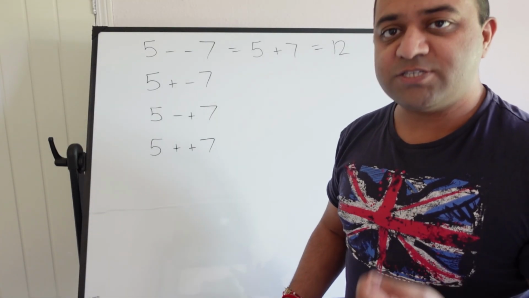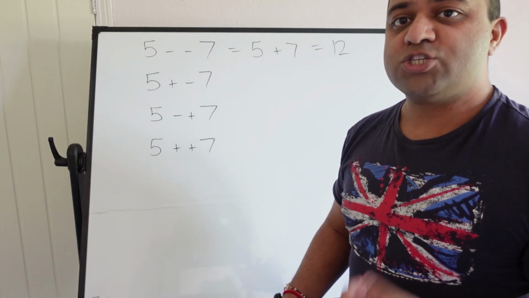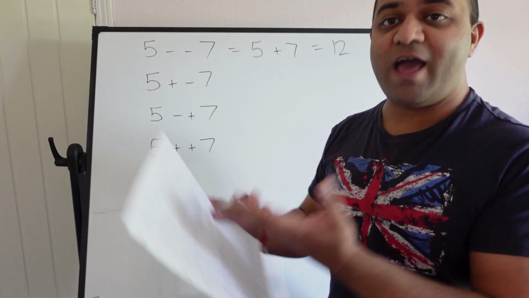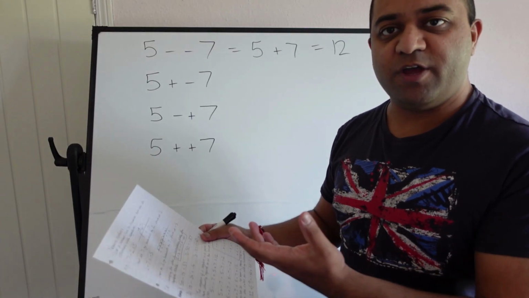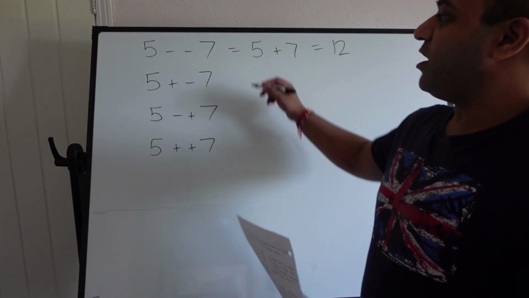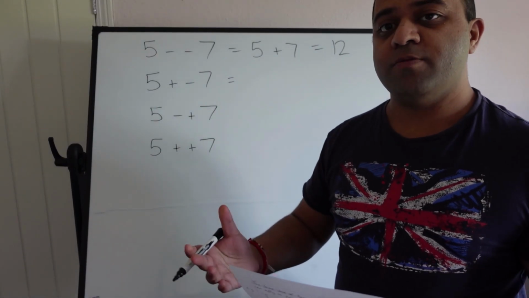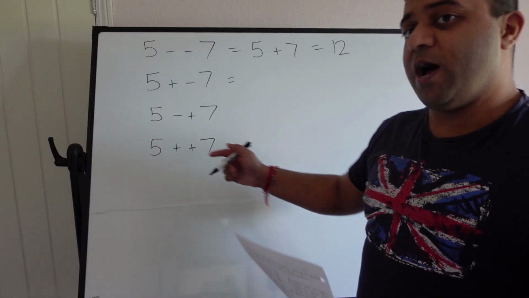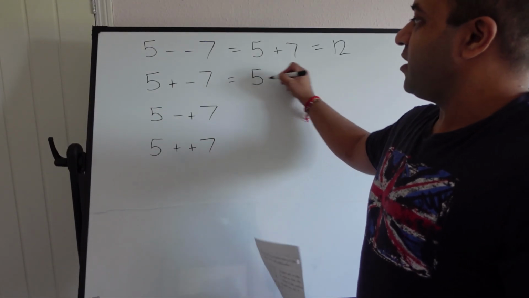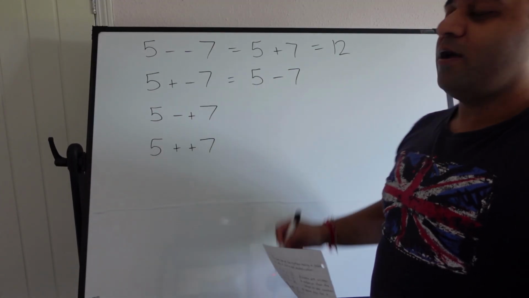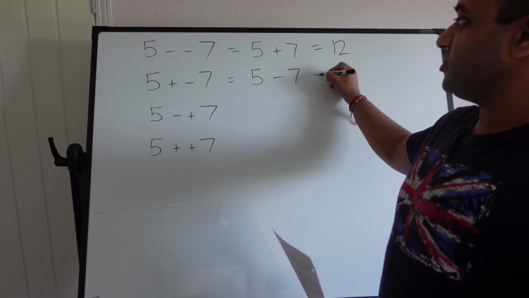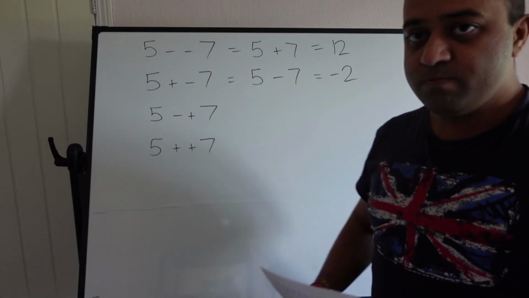5 add negative 7. So if we have 5 and we have negative 7 and we put them together, well, the negative 7 is larger in size compared to the 5. So effectively, the result should be negative. And actually what happens is, if we have a plus and a minus touching each other, the rule is that they become a negative. This result will be the same, 5 minus 7, which is negative 2.